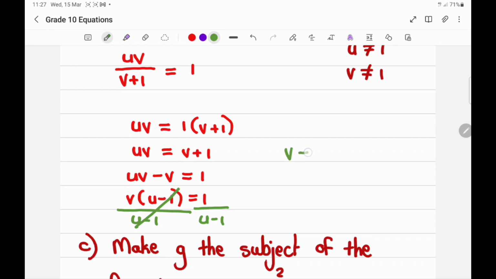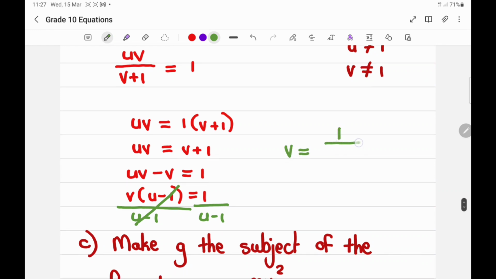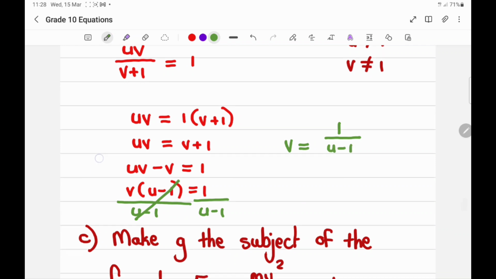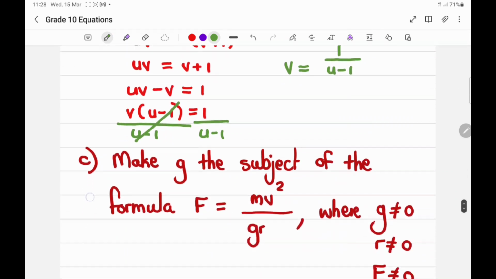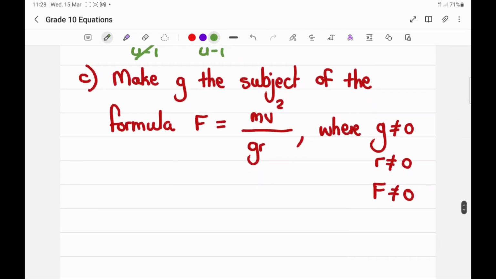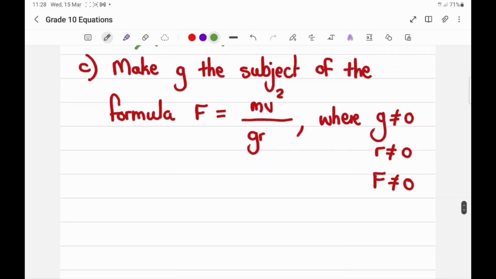And then I've got v alone. So v is equal to 1 over u minus 1. Hope that makes sense.